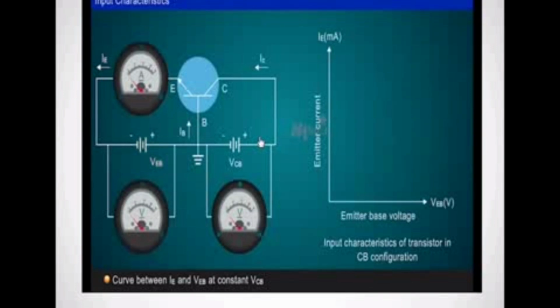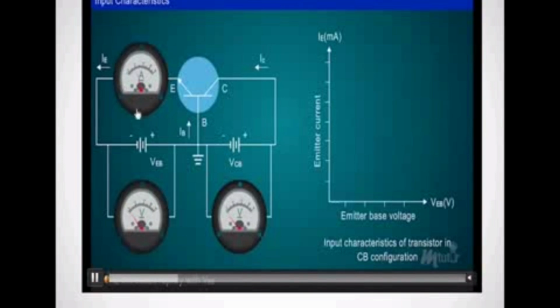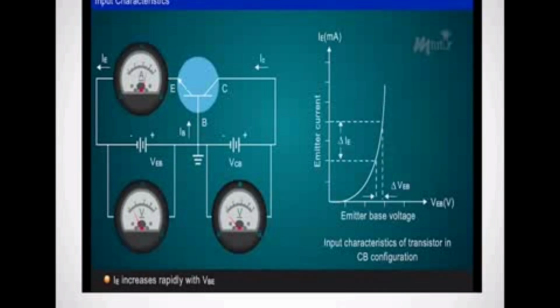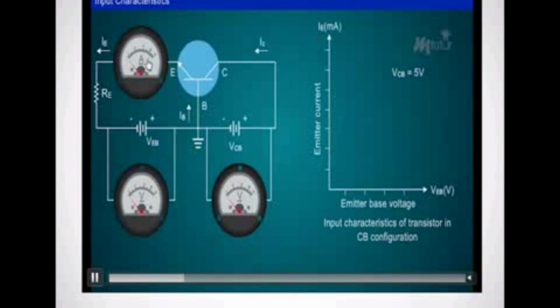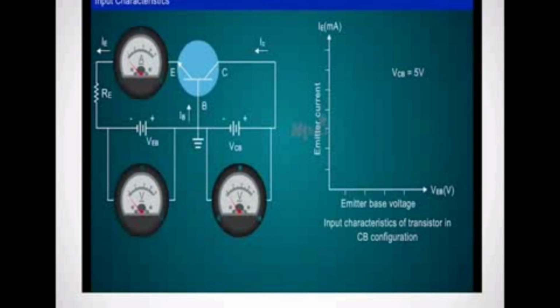So input characteristics means the output is kept constant, and only you have to vary the input values. So the voltmeter and ammeter are here. The ammeter shows the current, that is IE, the emitter current, that is the input current, and the corresponding input voltage. See, input voltage and input current are noted. This is constant. This is for 5 volt.